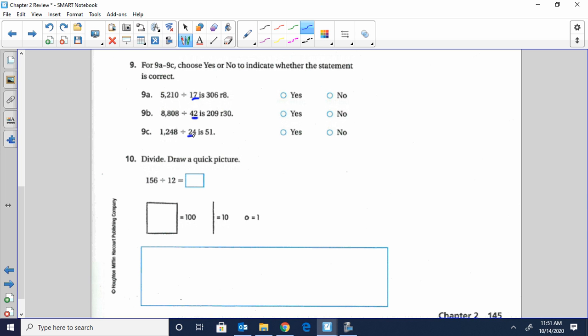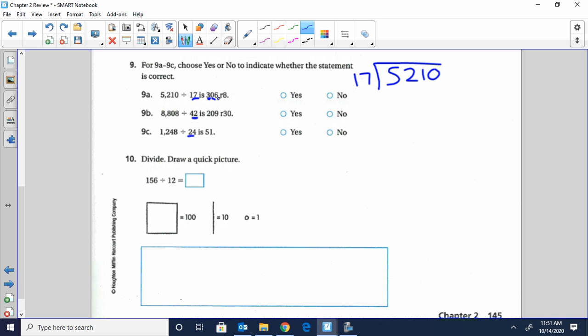So the first one, we're going to take 5,210, and we're going to divide it by 17. Now, the nice thing about this is we know what numbers to try, because they're telling us that. If that's not the number, then it's not going to work, and it's going to be a false statement. If that number is the one that works, then we know, yes, it's going to be true.